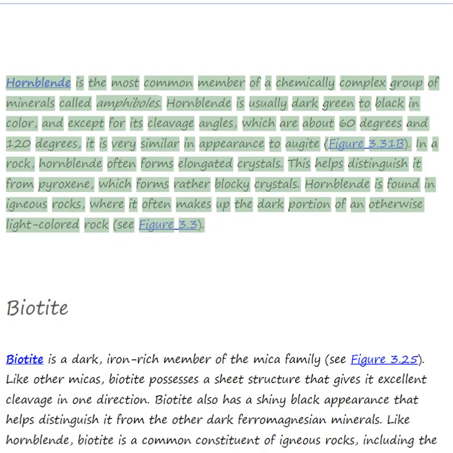Amphibole group. Hornblende is the most common member of a chemically complex group of minerals called amphiboles. Hornblende is usually dark green to black in color, and except for its cleavage angles, which are about 60 degrees and 120 degrees, it is very similar in appearance to augite. In a rock, hornblende often forms elongated crystals. This helps distinguish it from pyroxene, which forms rather blocky crystals. Hornblende is found in igneous rocks, where it often makes up the dark portion of an otherwise light-colored rock.